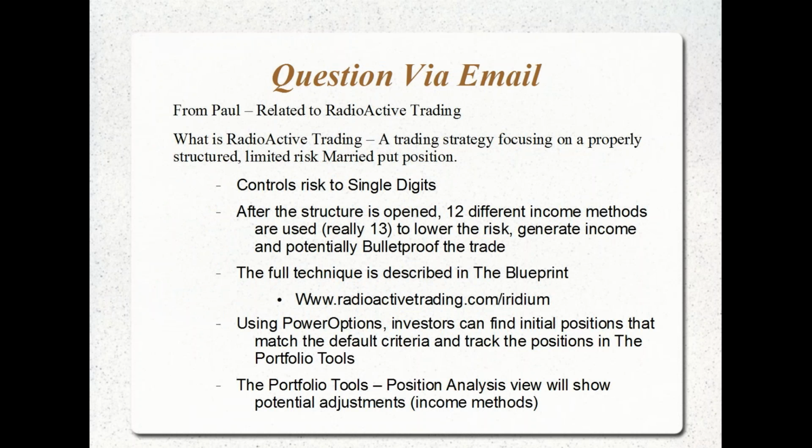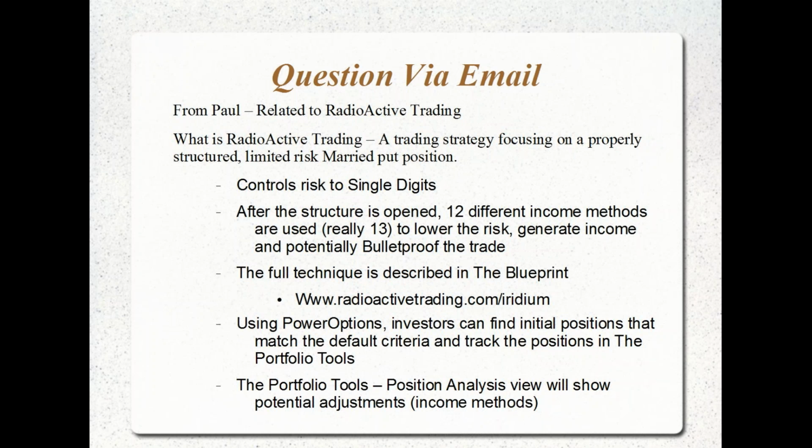For those of you that are not familiar with radioactive trading, this is a trading strategy that focuses on limiting risk first using a properly structured married put position, where I buy stock and I buy a put option. But rather than buying a cheap short-term put, we look to go further out in time to control the risk to single-digit percentages. So in the absolute worst case scenario, even if the stock fell 50% the day after I opened it, I'm guaranteed not to lose maybe more than 5, 6, or 7% of what I invested in the position.